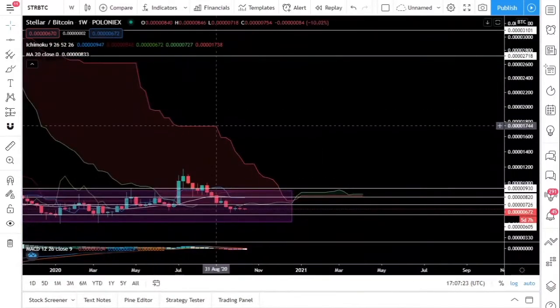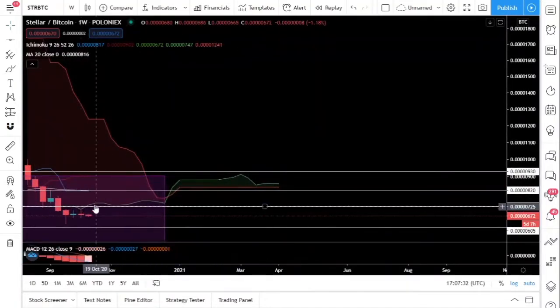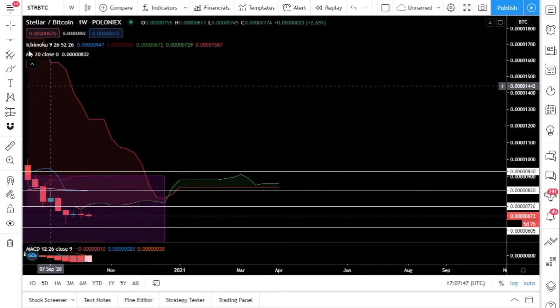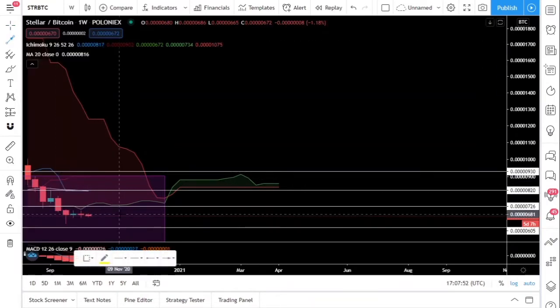When you enable the Ichimoku cloud, you can see that we are now below this red cloud, which is going to act as resistance. However, if we enter inside it, we are going to face 820 sats as our main resistance, followed by, of course, 930 sats. But 820 sats appears to be the major resistance on the weekly chart.